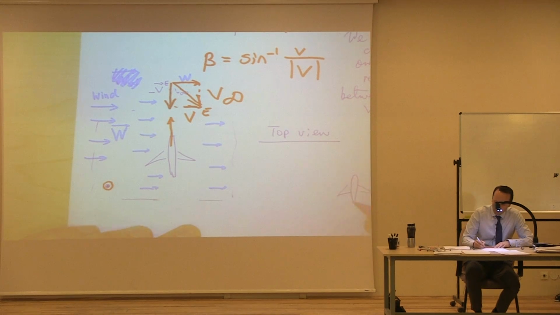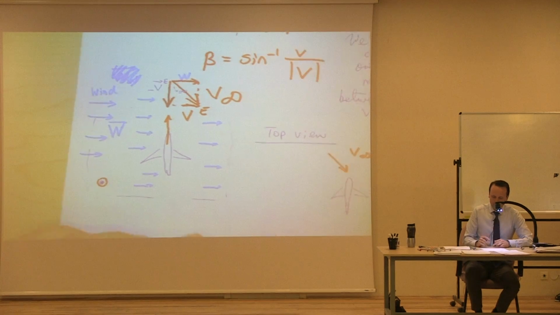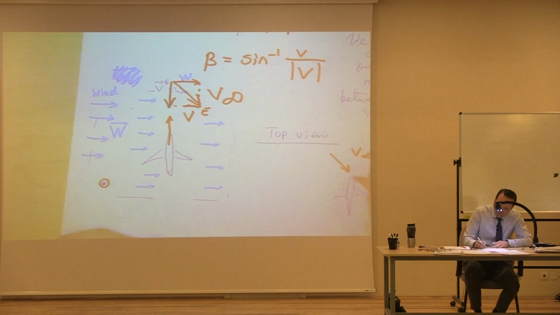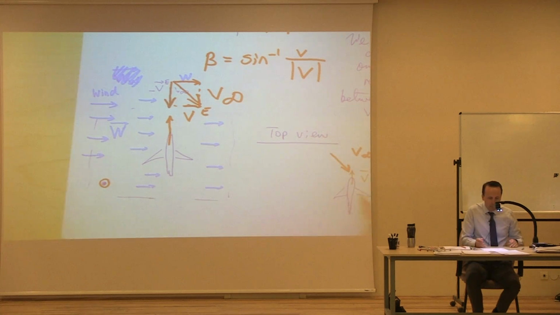So if you draw a clean picture, the airplane looks like this. But the airplane is actually moving straight forward. This is the airplane's movement with respect to Earth. You look at the airplane, it's going straight. But V infinity is coming from the side because you have the side wind. Does it make sense? So if there was no side wind, V infinity would have been the same but in the opposite direction of VE.